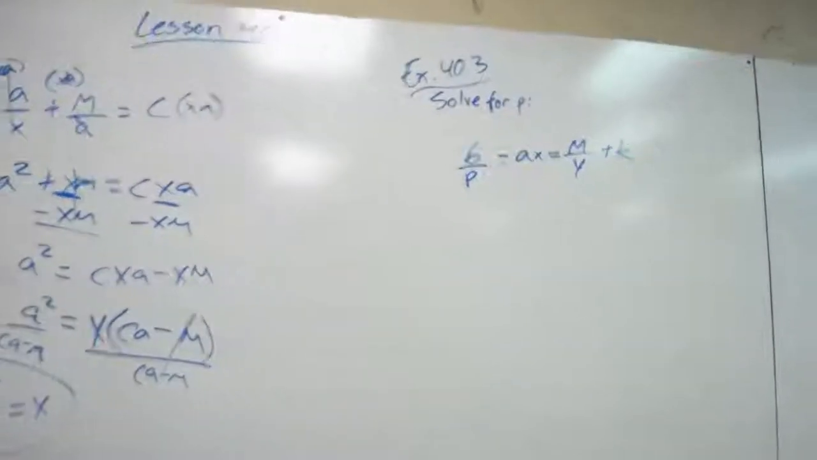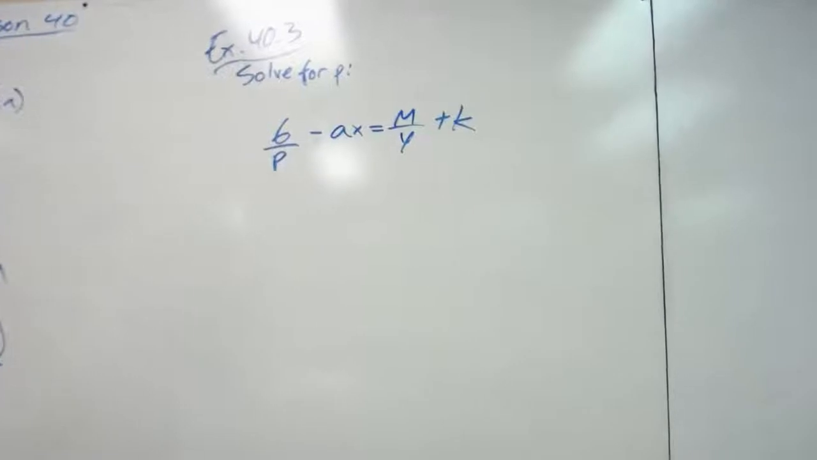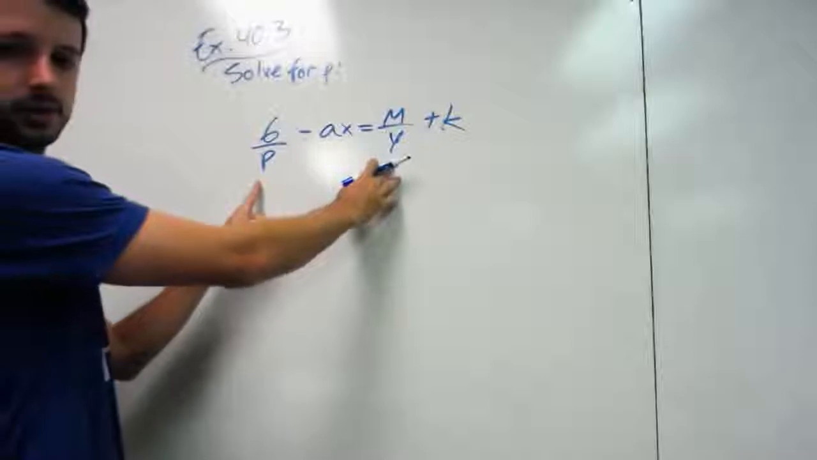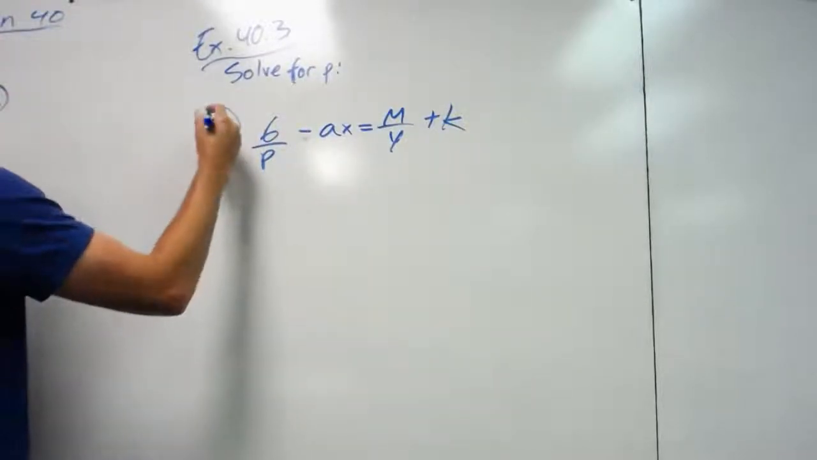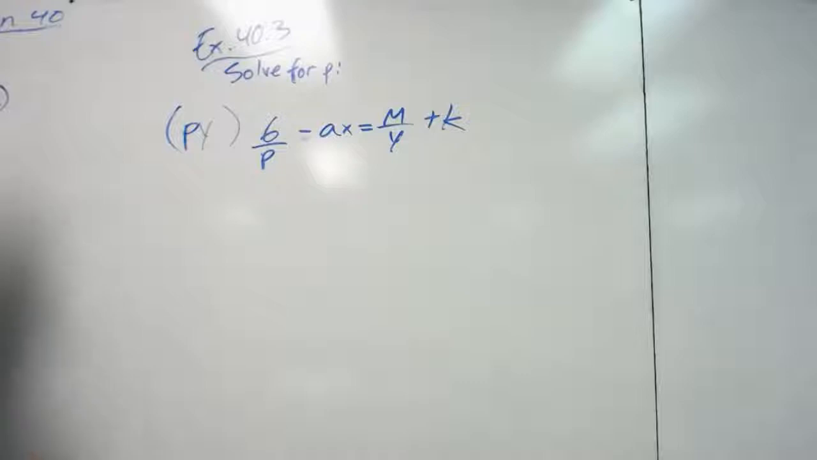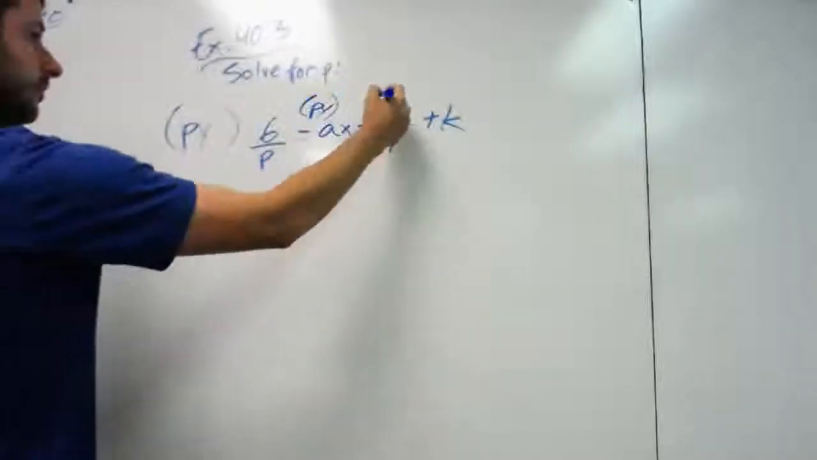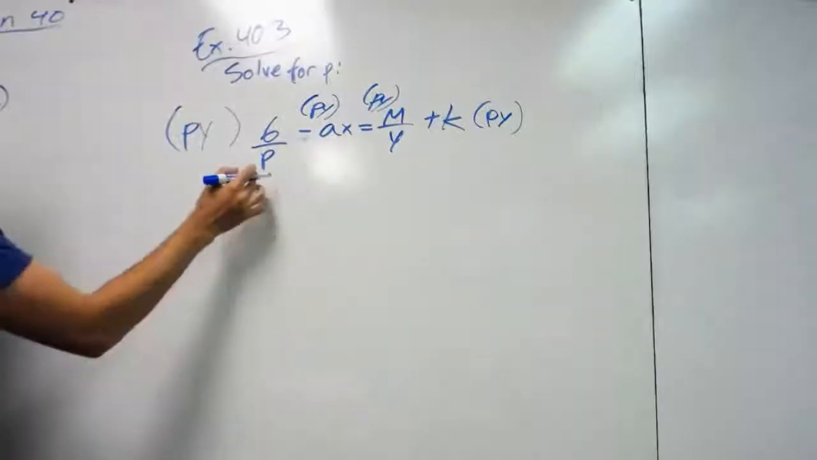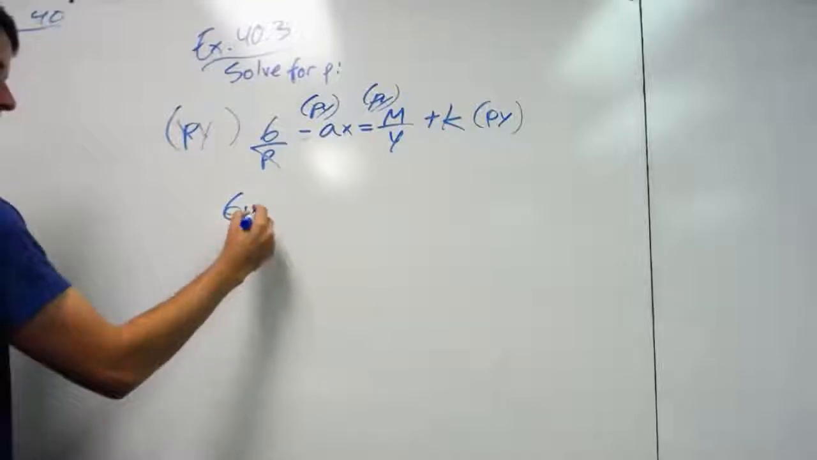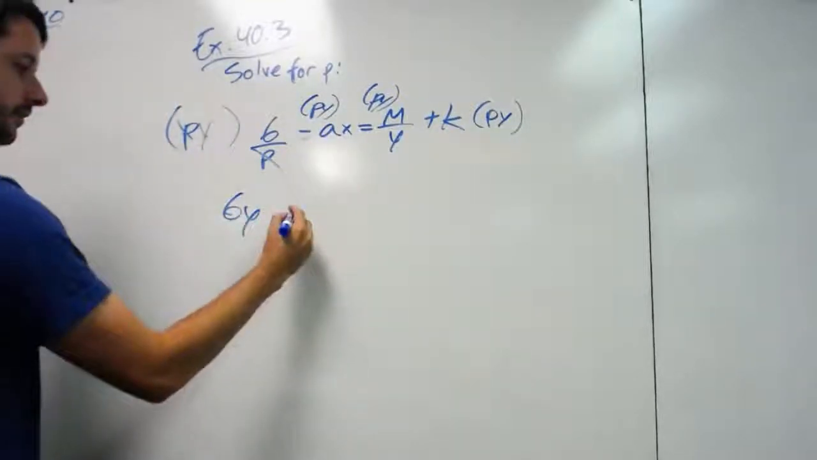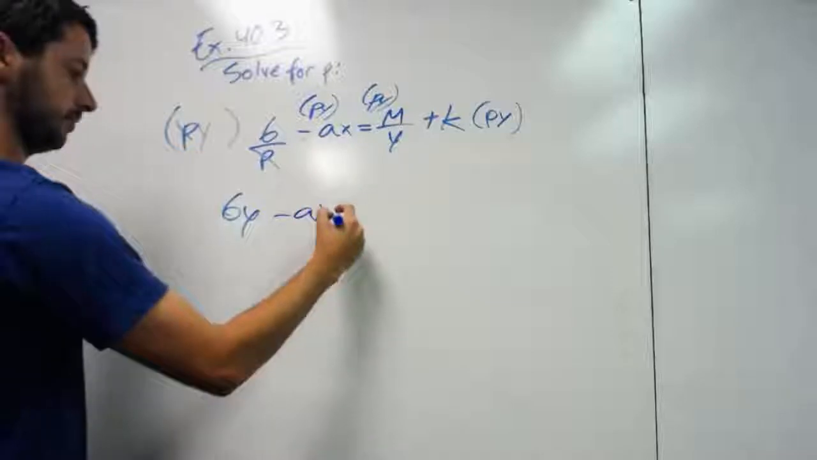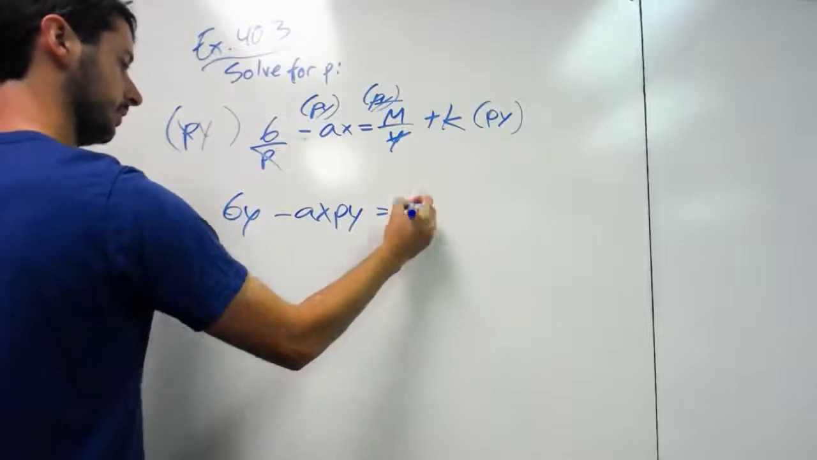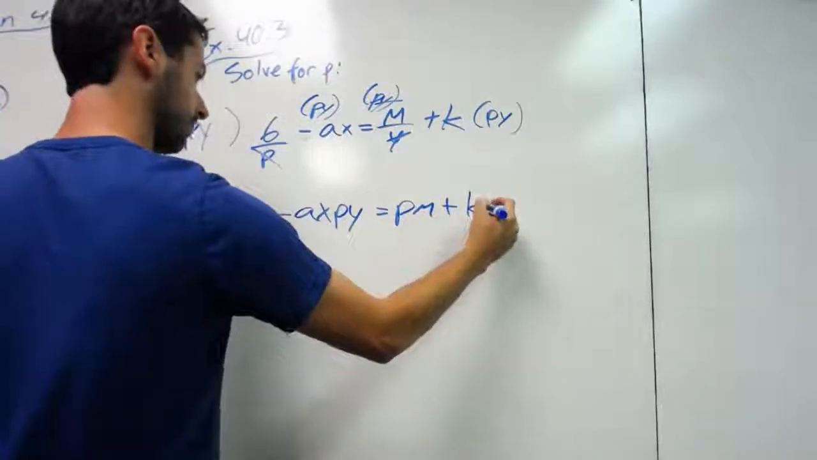So let's do one more, solving for p. Start with our same steps. Step 1, find the least common multiple. We only have a p and a y, so our least common multiple is py. And we got to multiply it to all of them. Let's see if anything cancels out. P's cancel, so you're left with 6y. Nothing cancels there, and no denominator. Minus axpy equals, y's cancel, equals pm plus kpy.